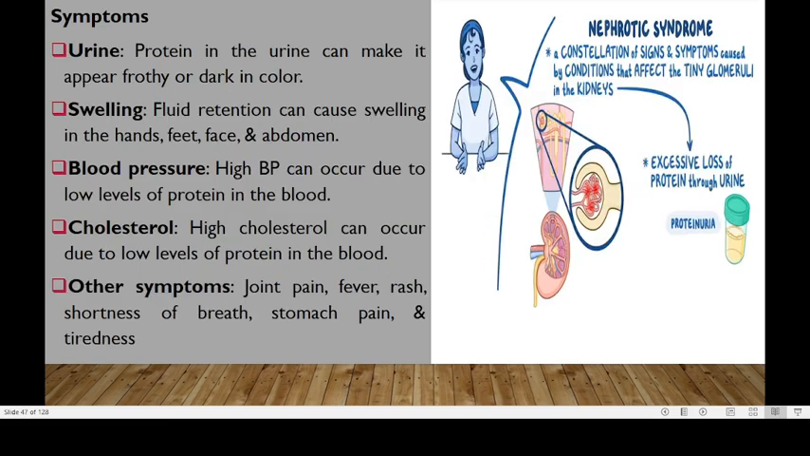What are the symptoms of nephrotic syndrome? So we have protein in urine, which can make it appear frothy or dark in color. We also have fluid retention, which can cause swelling of the hands, the feet, the face, and abdomen. We have high BP. Then we have high cholesterol, which can occur due to low levels of protein in the blood. Other symptoms include joint pain, fever, rash, shortness of breath, stomach pain, and tiredness.